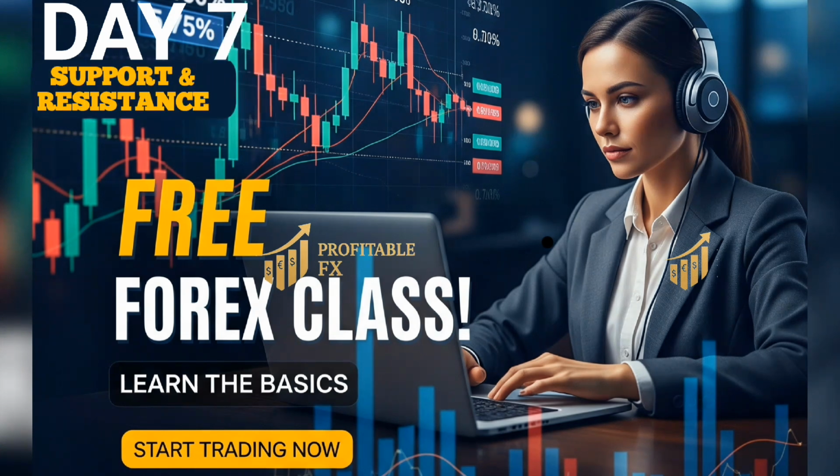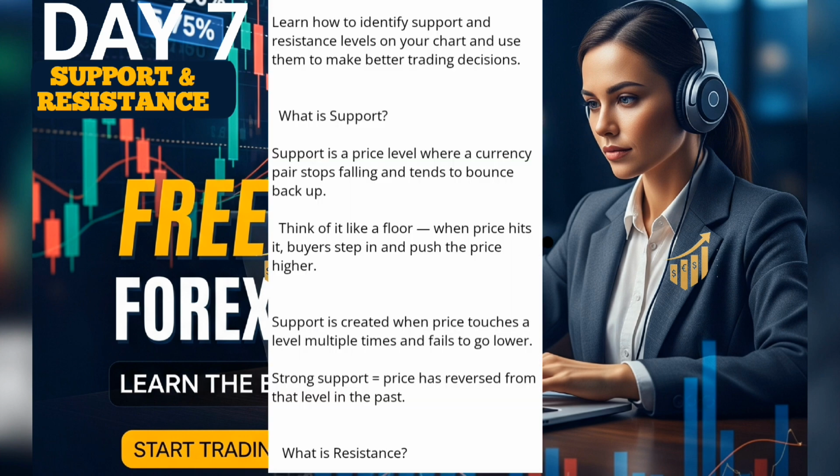Introduction to support and resistance. Learn how to identify support and resistance levels on your chart and use them to make better trading decisions.